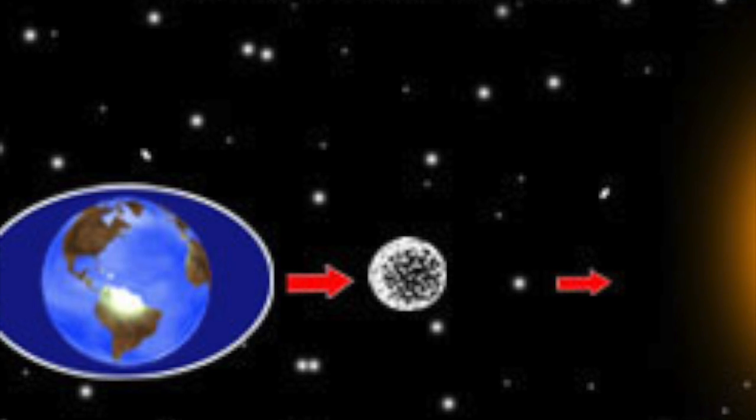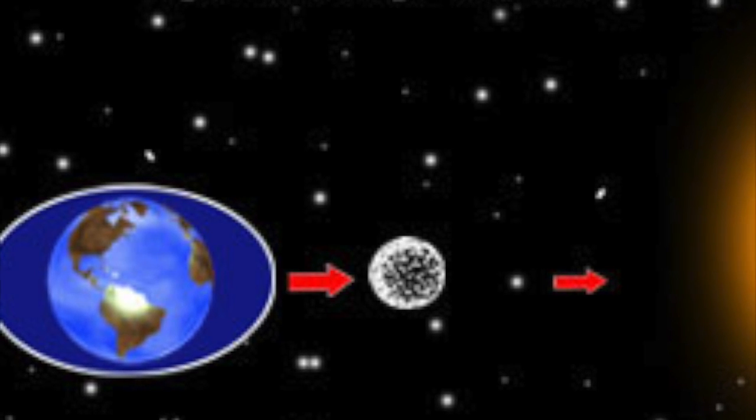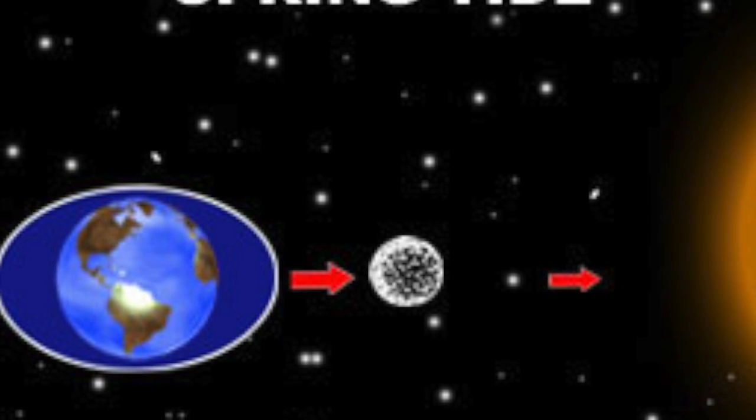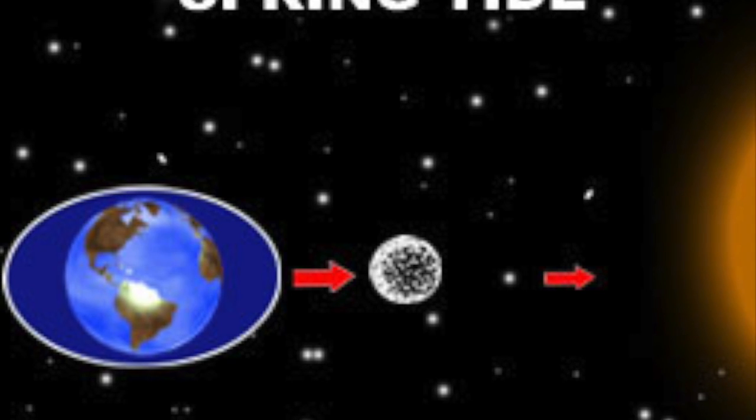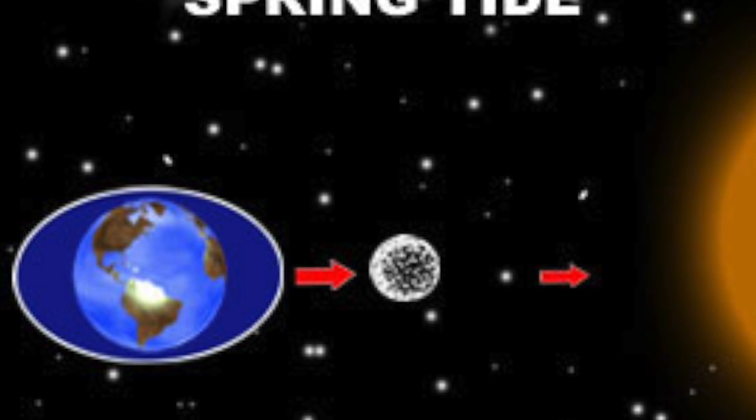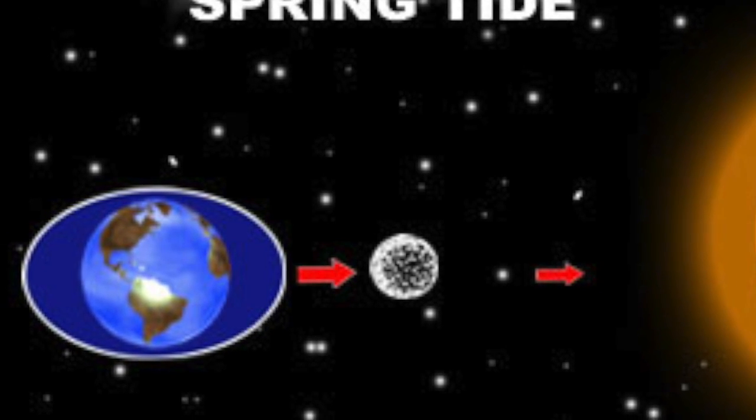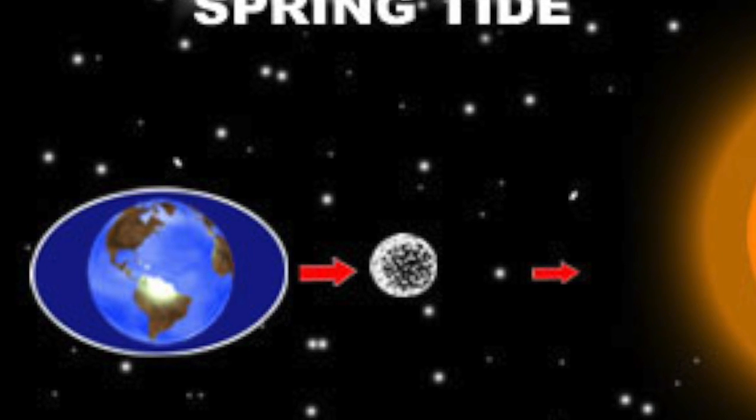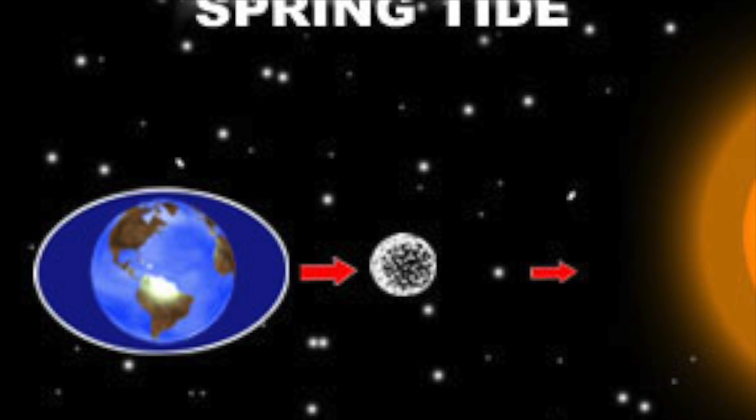So the second kind of tide is the spring tide. The spring tide is when the sun and moon are in front of the Earth and they're both pulling. So the east and west both get higher tides than the north and south.